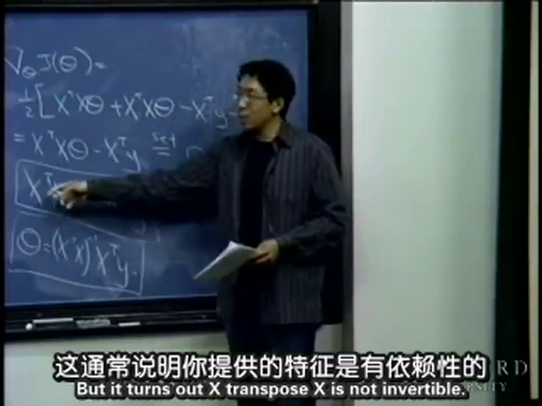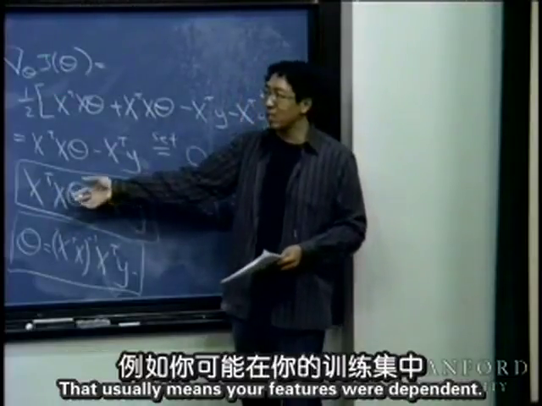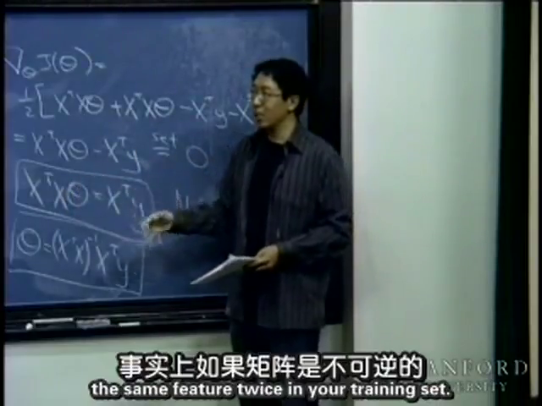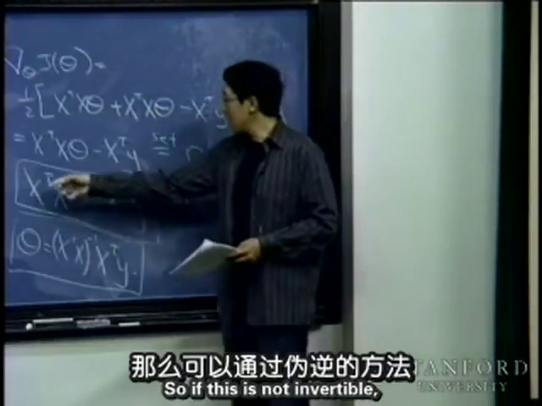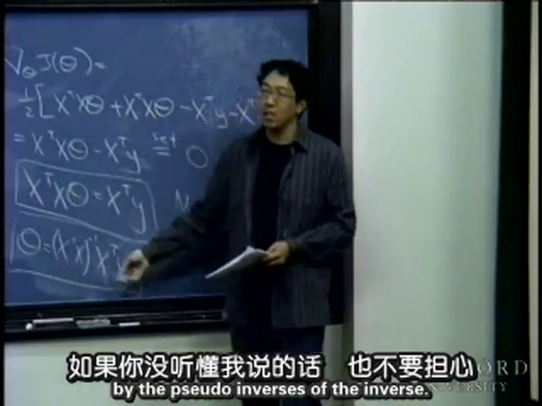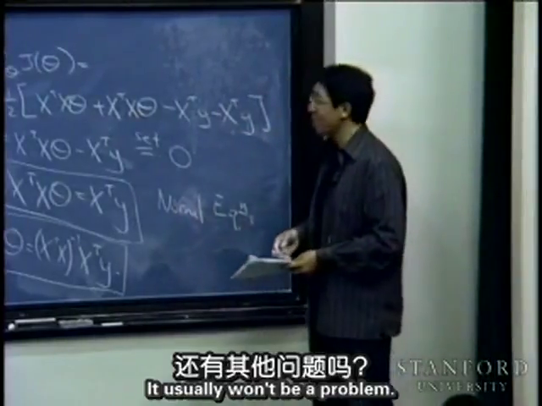But it turns out if x transpose x is not invertible, that usually means your features were dependent. It usually means you did something like repeat the same feature twice in your training set. So if this is not invertible, it turns out the minimum is obtained by the pseudo inverse instead of the inverse. If you don't know what I just said, don't worry about it. It usually won't be a problem.